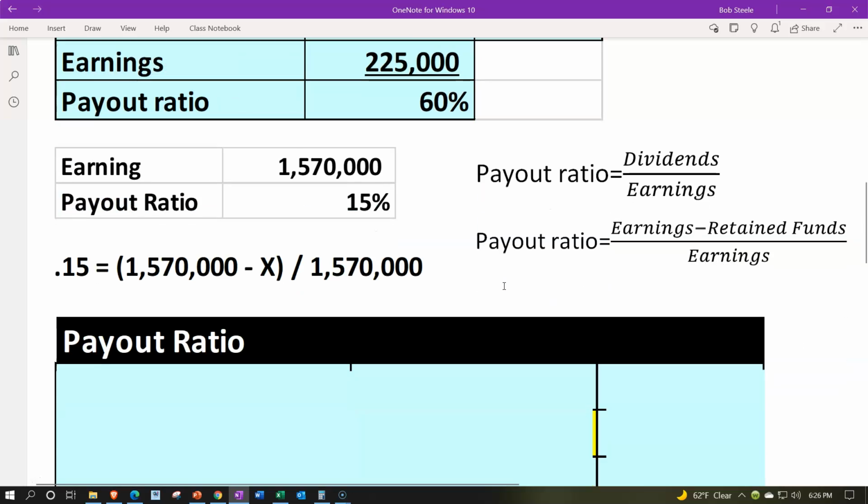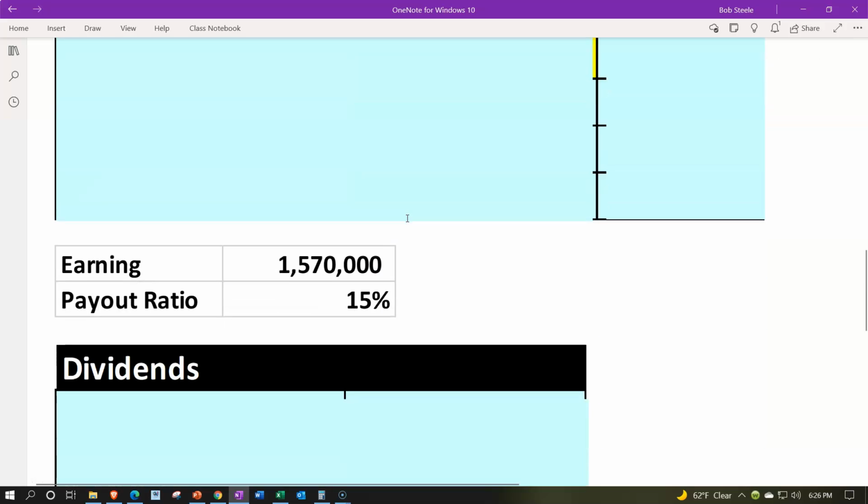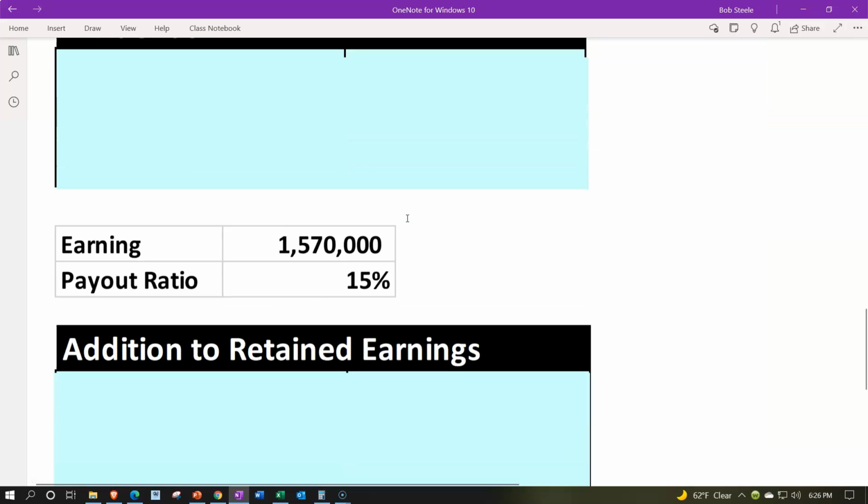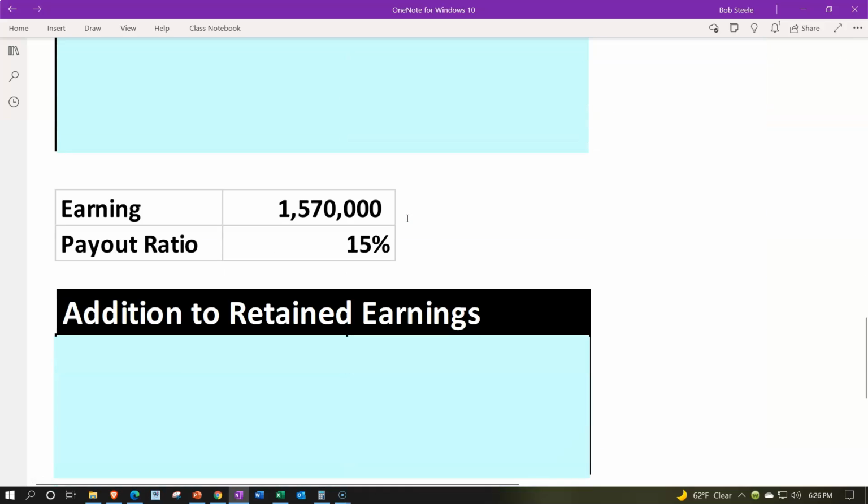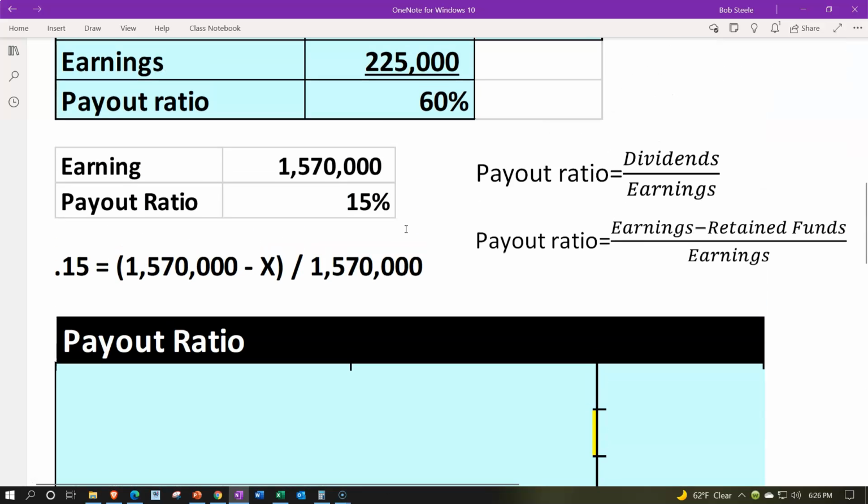Now let's do a slightly different variant on this. This time we have the earnings of 1,570,000 and the payout ratio at 15%. So now we can think about the payout ratio calculation. We can calculate the dividends, and we can calculate the retained earnings or the addition to retained earnings. So note, again, a problem could imagine the scenario given in multiple different ways, and use your algebra to back into any of the unknowns.